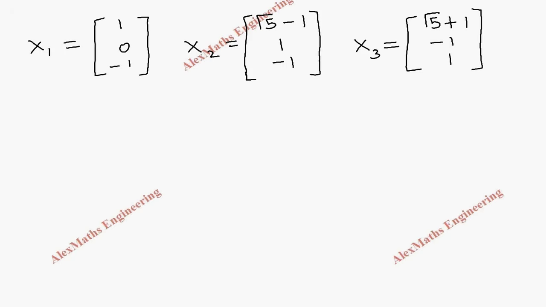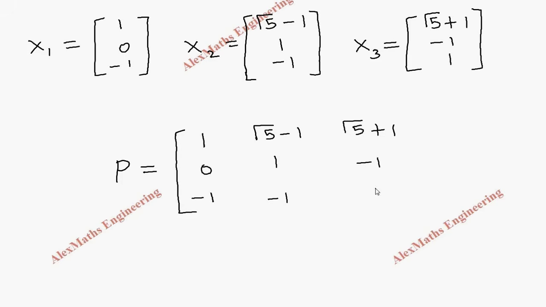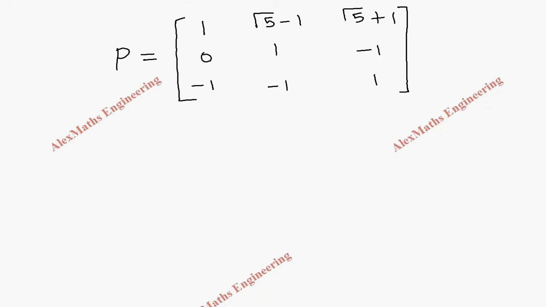After getting the eigenvectors x1, x2 and x3, we have to form the transformation matrix P, which is writing the x1 as the first column 1, 0, minus 1, then the x2 in the second column root 5 minus 1, 1, minus 1, then x3 in the third column root 5 plus 1, minus 1 and plus 1. So we got the transformation matrix P. Now the required diagonal matrix D is P inverse A P. So first I have to find what is P inverse.